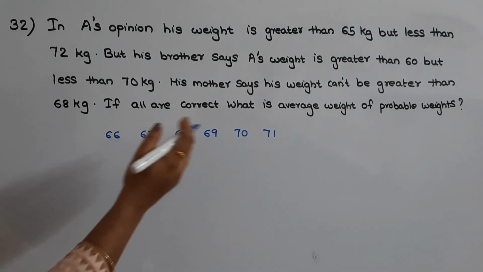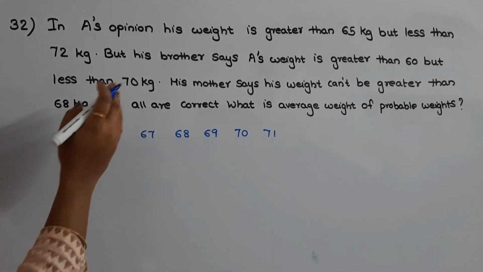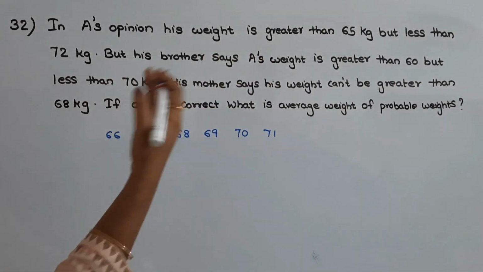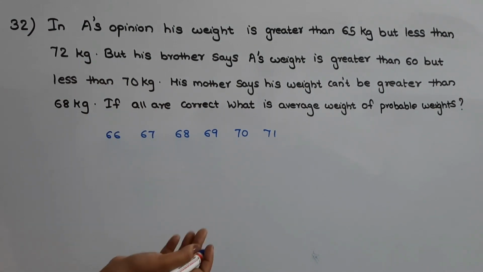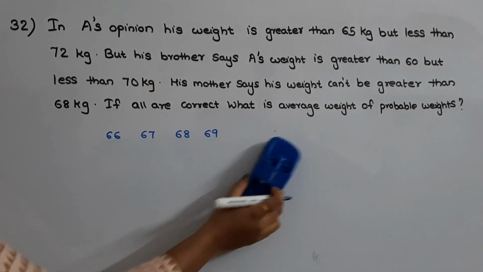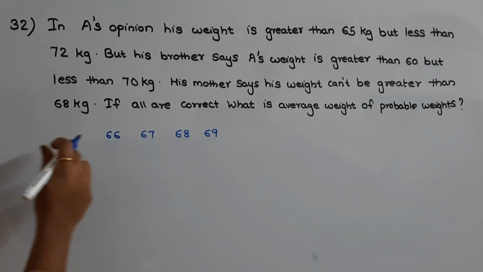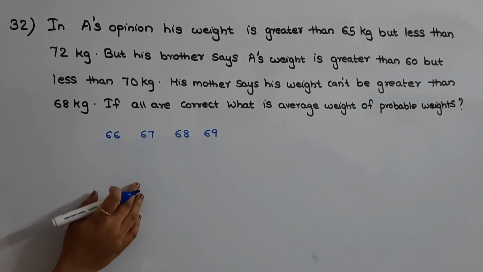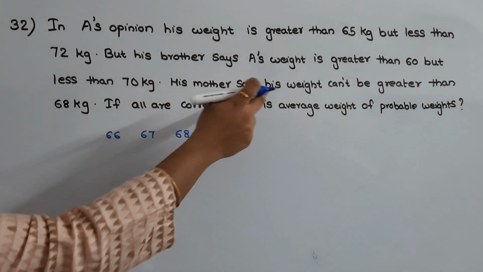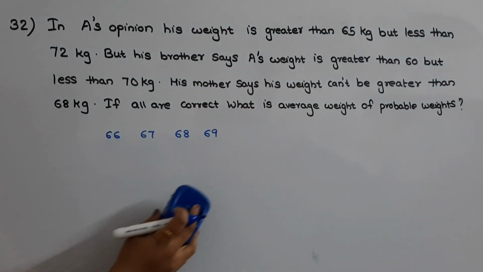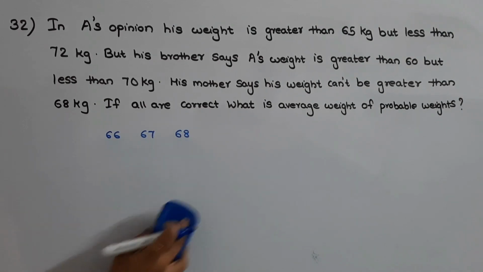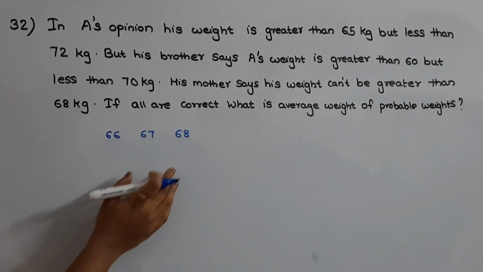According to A. Then his brother says A's weight is greater than 60 but less than 70. These all values are greater than 60, but it should be less than 70. So 70 and 71 are not possible. So these are the probable weights. Now his mother says his weight can't be greater than 68 kg, which means his weight can't be 69. So these are the probable weights.